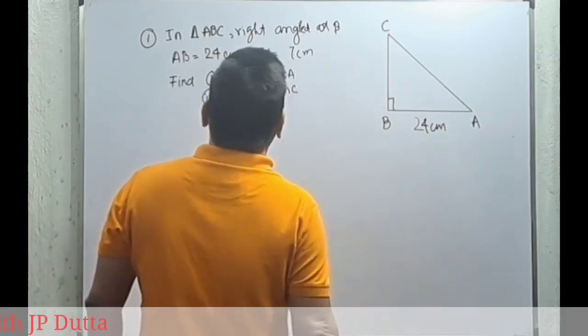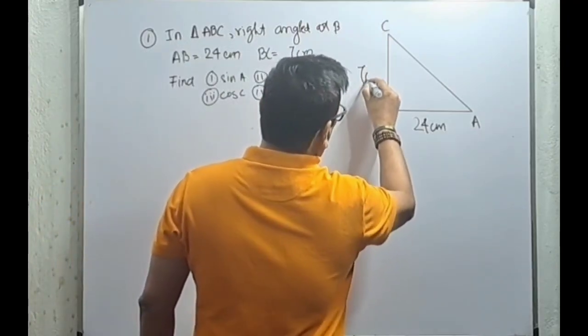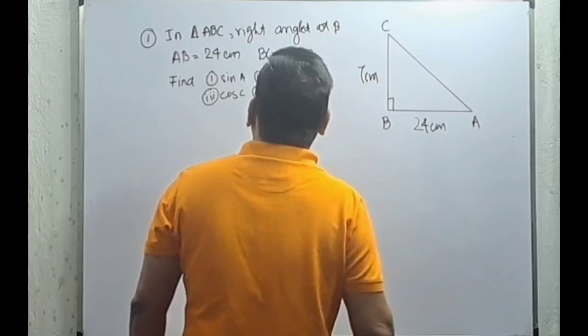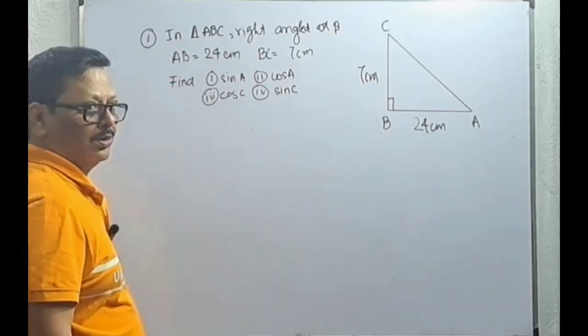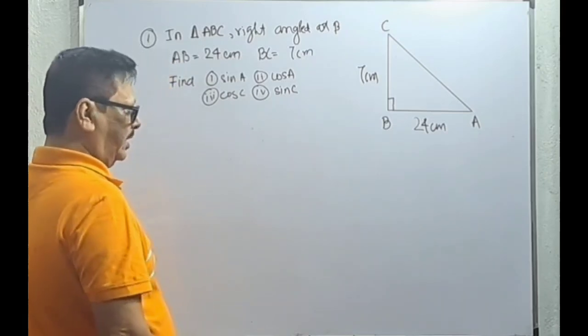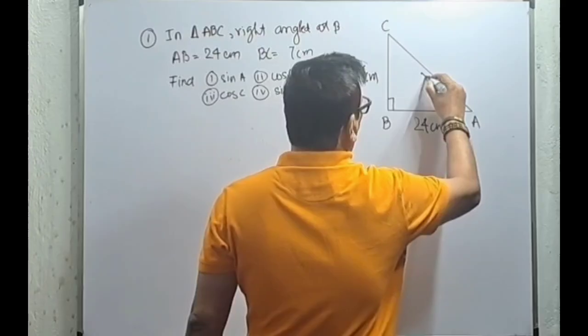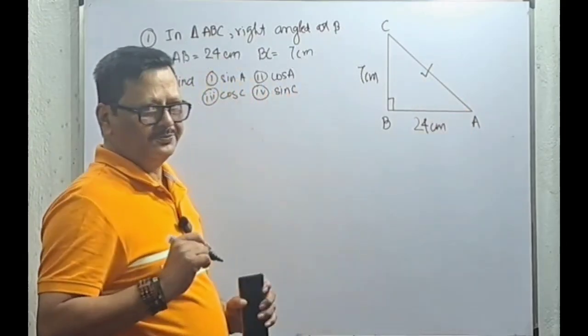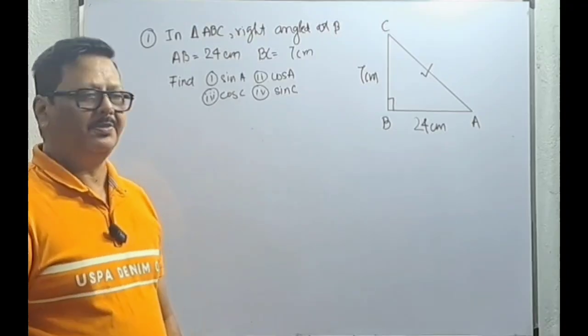centimeters. BC is 7 centimeters. Find out sin A, cos A, cos C, sin C. So for that, we need the value of AC. So let us first find out the value of AC. Who else? Pythagoras will help us.